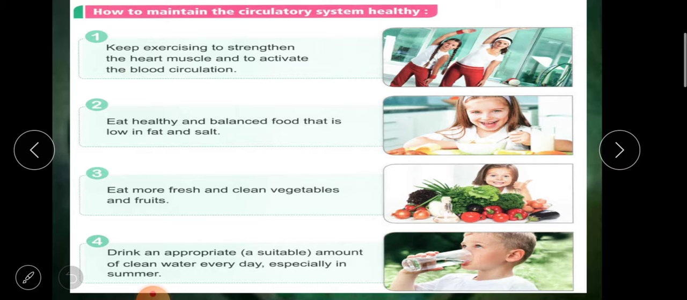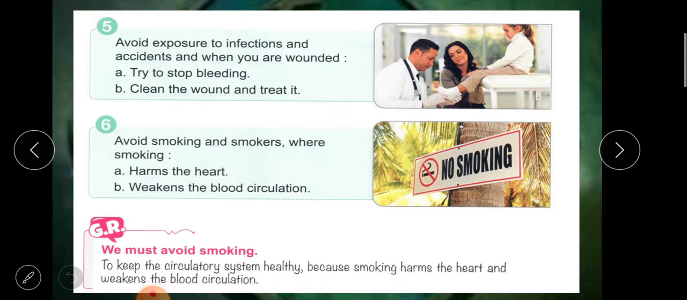Why do we have to do this? To keep our circulatory system healthy. So if I told you, give a reason why we have to eat balanced food low in fat and salt, or why we have to eat fresh and clean vegetables, why we have to drink a suitable amount of water, we said to keep our circulatory system healthy. Number 5, you must avoid exposure to infection and accidents. You must take care to not be infected or have an accident.